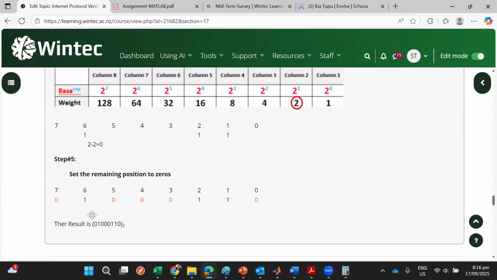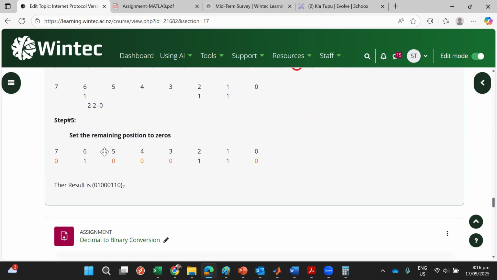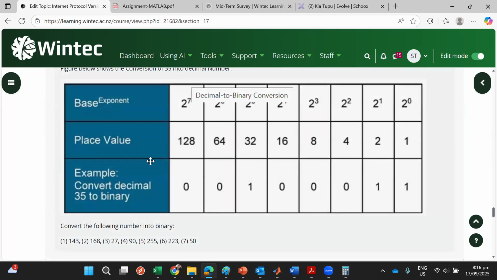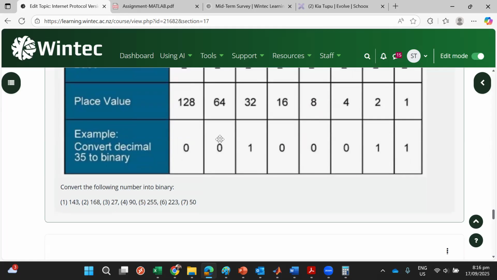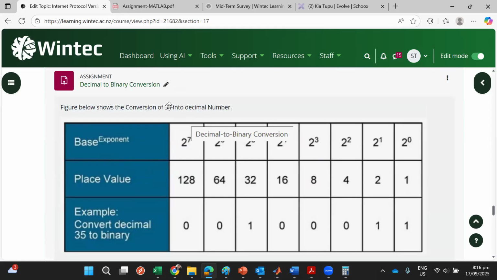Okay. So we'll do some exercises that might clear the idea. The example given here is 35. The figure below shows the conversion of 35 into a binary number. So let us try with this one. We want to start with 35. Maybe we can do another one. So let us stop sharing this one and go back to my other device.